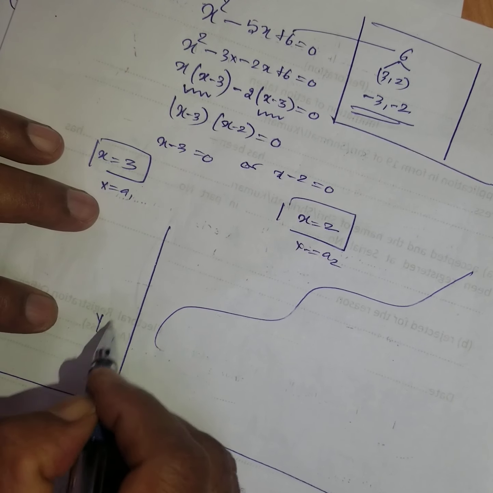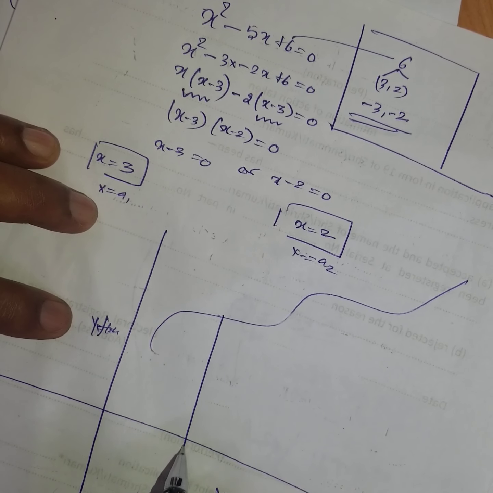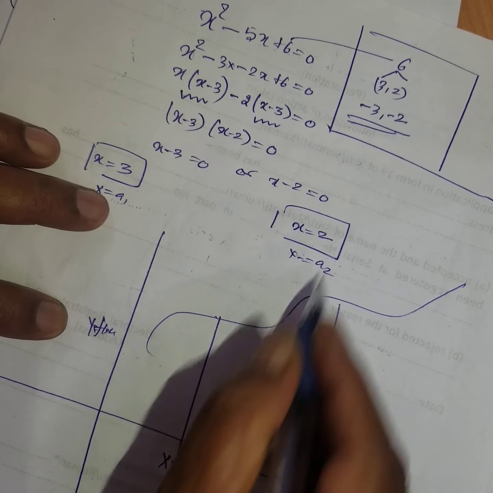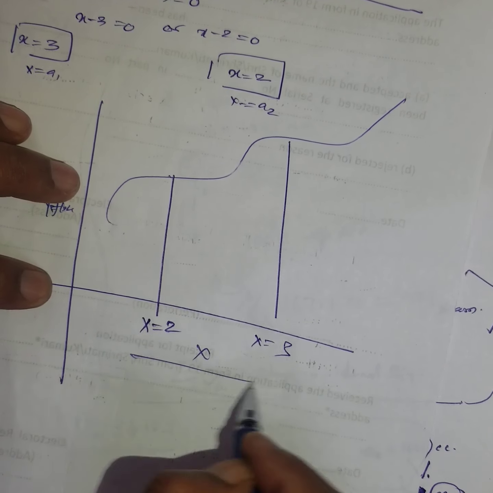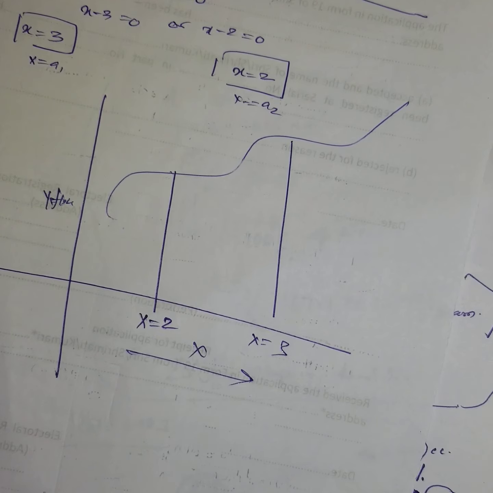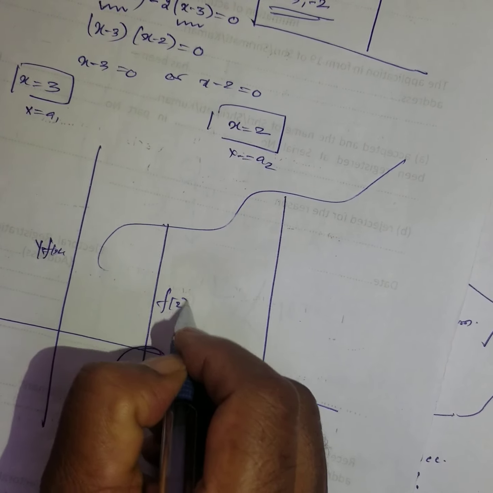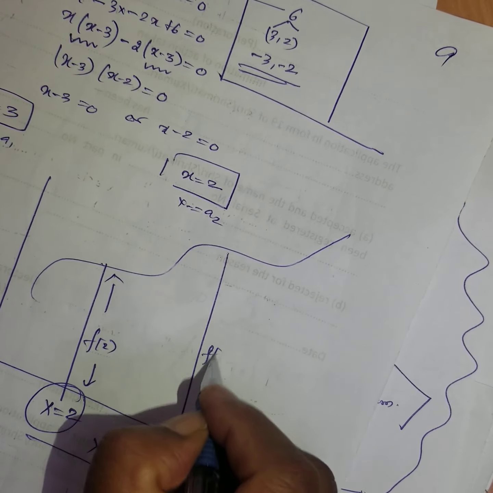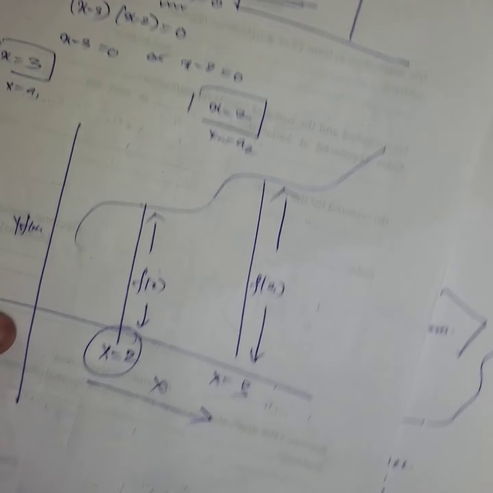Given, this is y = f(x), at x = 2 and x = 3. I am going in increasing order. This is 1 point, this is f(2). This point is f(2). This is f(3). Understood? This is the height, f(3).